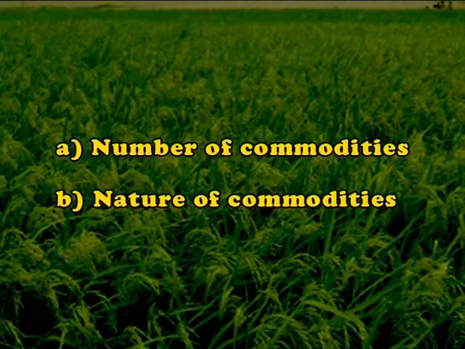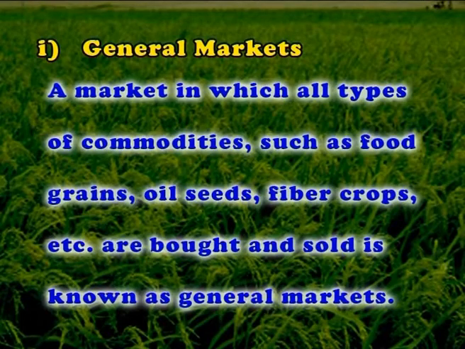Next classification is based on commodity. It includes two aspects: number of commodities and nature of commodities. Number of commodities: a market may be general or specialized on the basis of the number of commodities in which transactions are completed. First one, general markets.